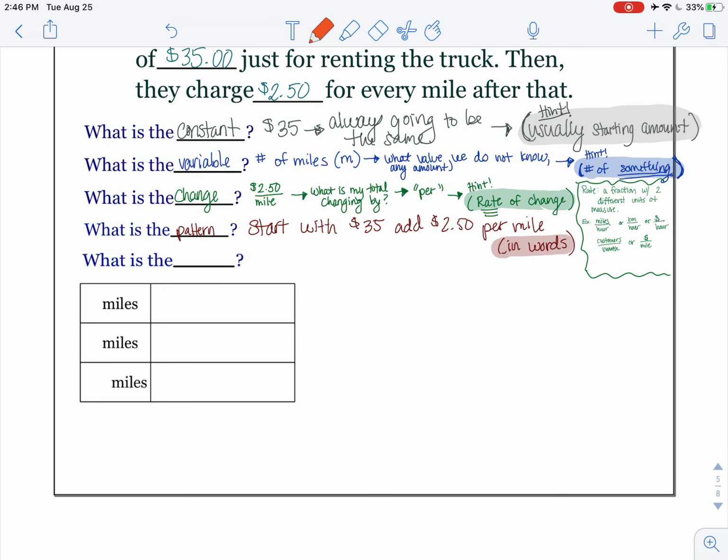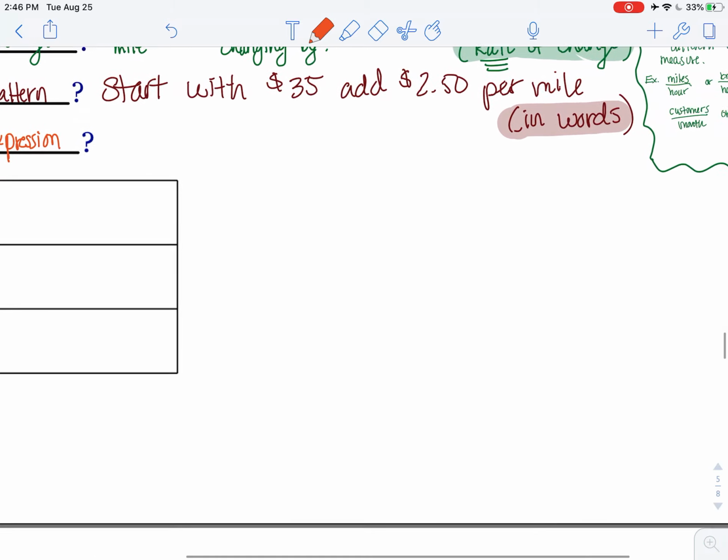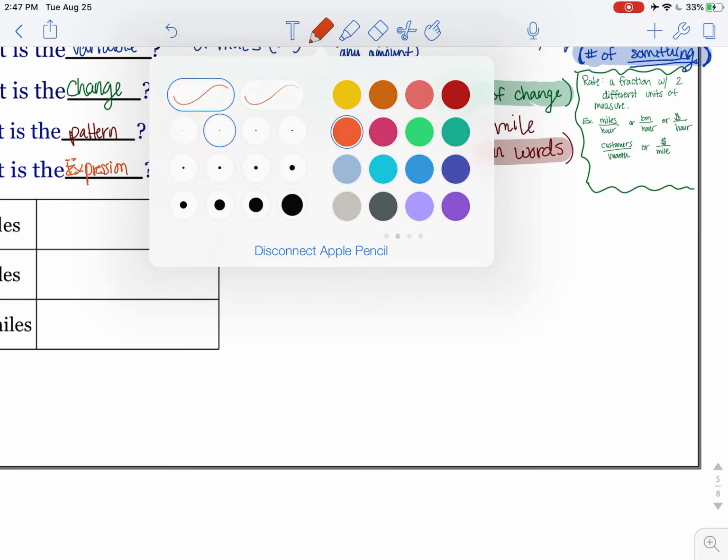So, what is the expression? This is with numbers and symbols. If I start with 35, I simply write 35. And I just follow what the words say. It says add, so I'm going to add $2.50. Now I'm going to put 2.5. I'm not going to put that 0 at the end. That's because it's a decimal, it's not necessary. If I put that 0 at the end or not, it's the same thing.